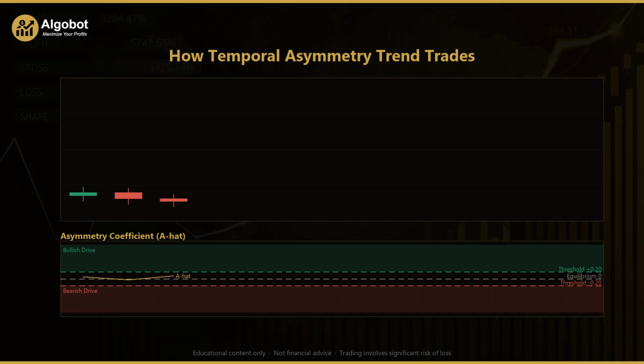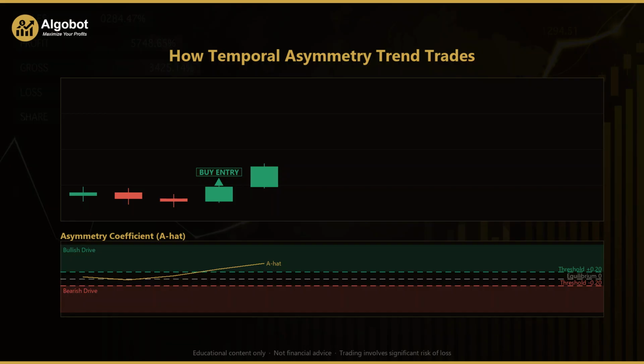Look at the first three candles. Price is drifting sideways in a tight range, small up and down moves with no real conviction. Down in the panel, the asymmetry coefficient is wandering close to the 0 line, staying inside that neutral band between the two thresholds. This is exactly what an equilibrium market looks like to the strategy. There's no persistent drive, so the coefficient stays small, and the expert advisor does nothing but wait.